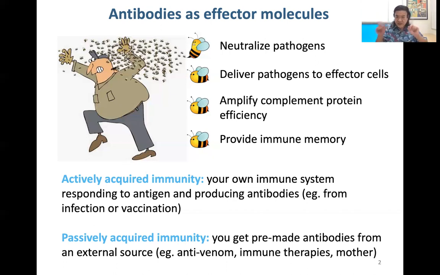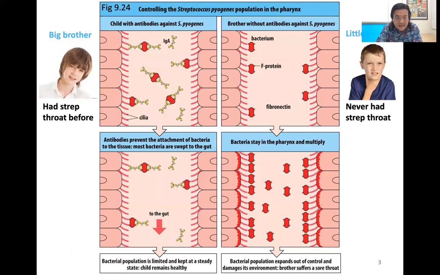Okay, so important: actively acquired immunity versus passive, right? You have to be able to keep those straight. So let's look at some examples here of actively acquired immunity first. Right? So here is a natural example.